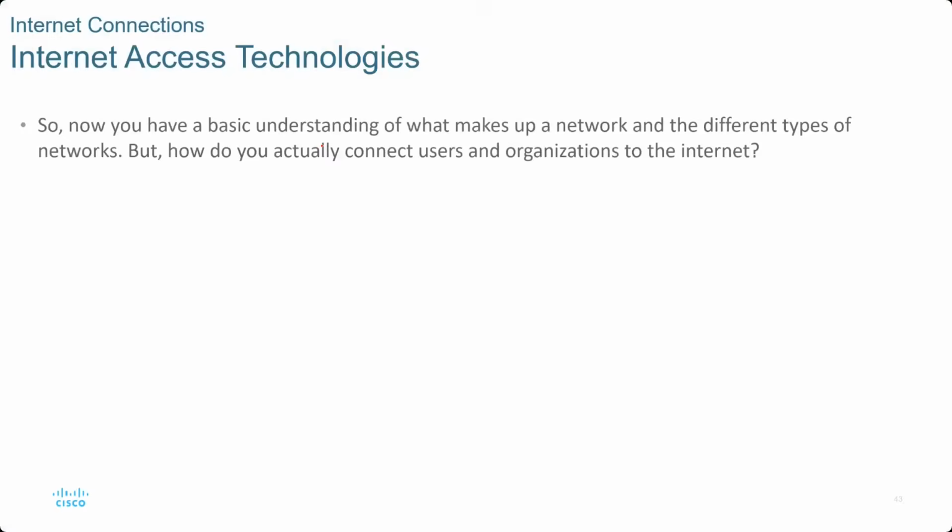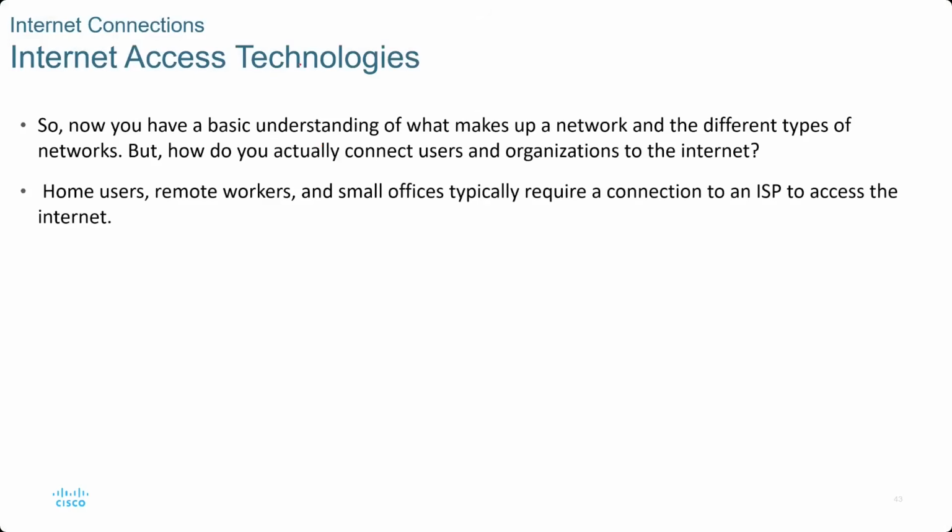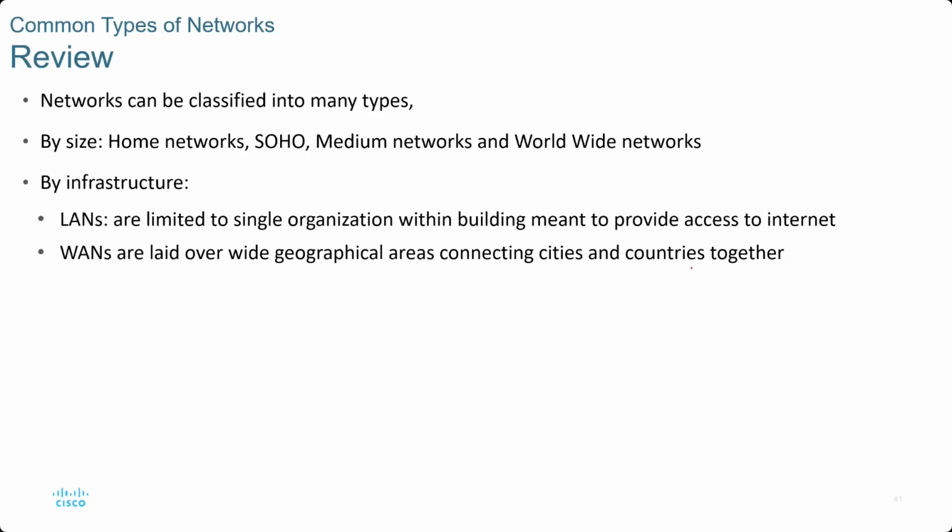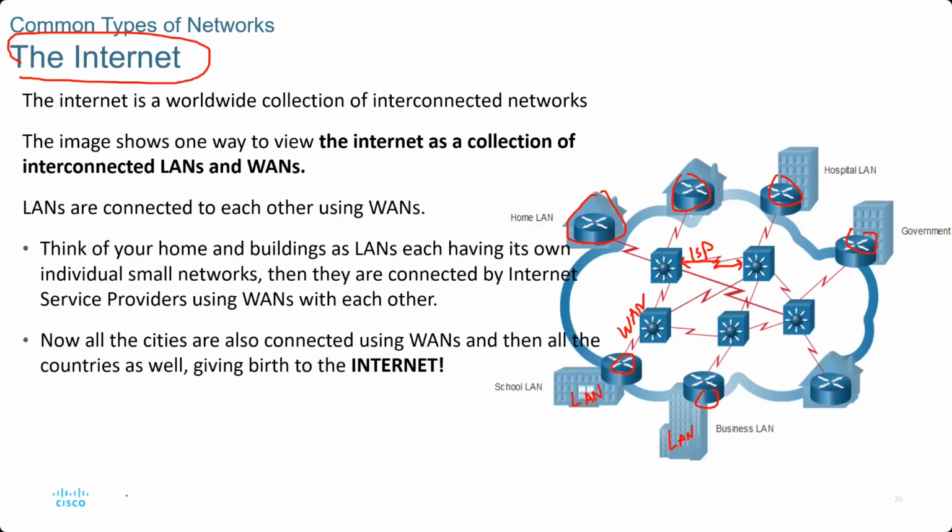Now, internet connections. We talked a lot about the internet. What is actually an internet connection? Home users, remote workers, and small offices typically require a connection to an ISP, an Internet Service Provider, in order to access the internet. When you say, I want to access the internet, what does it mean, do you think? It simply means you want to connect to everyone else. That's essentially what it means. So how do you connect to everyone else? Let's look at the previous diagram, where is it? This one.